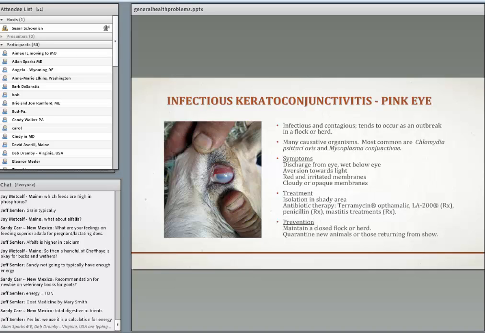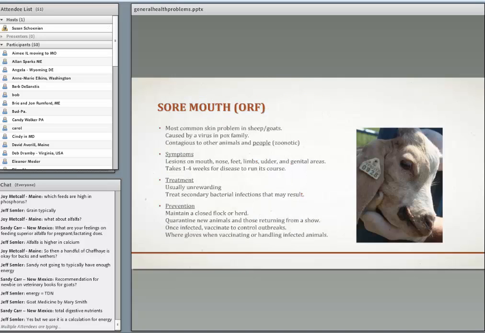How do you prevent pink eye? You maintain a closed flock or herd. You quarantine any new animals, and when your animals return from the show, you quarantine them. Pink eye tends to walk through the door, off the truck, into your farm. Doesn't mean you won't occasionally get an animal with an eye infection that's maybe not caused so much by a bacteria, but more of an irritation. That does happen. You do treat it the same way, but here we're talking about outbreaks of pink eye, and biosecurity is the best protection.